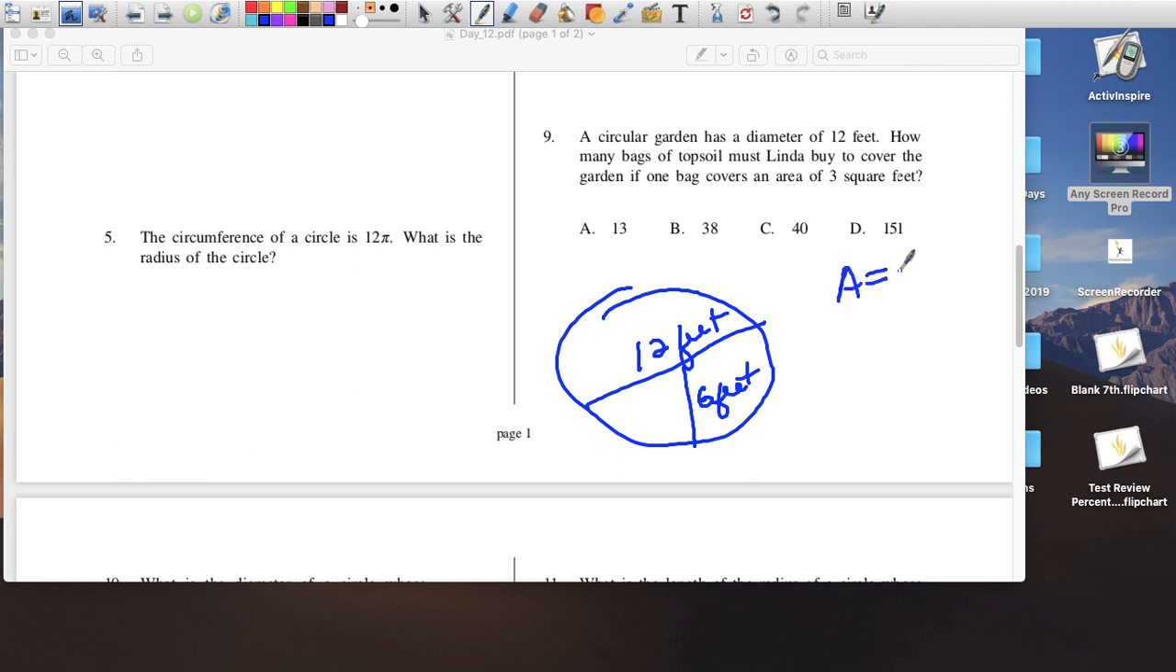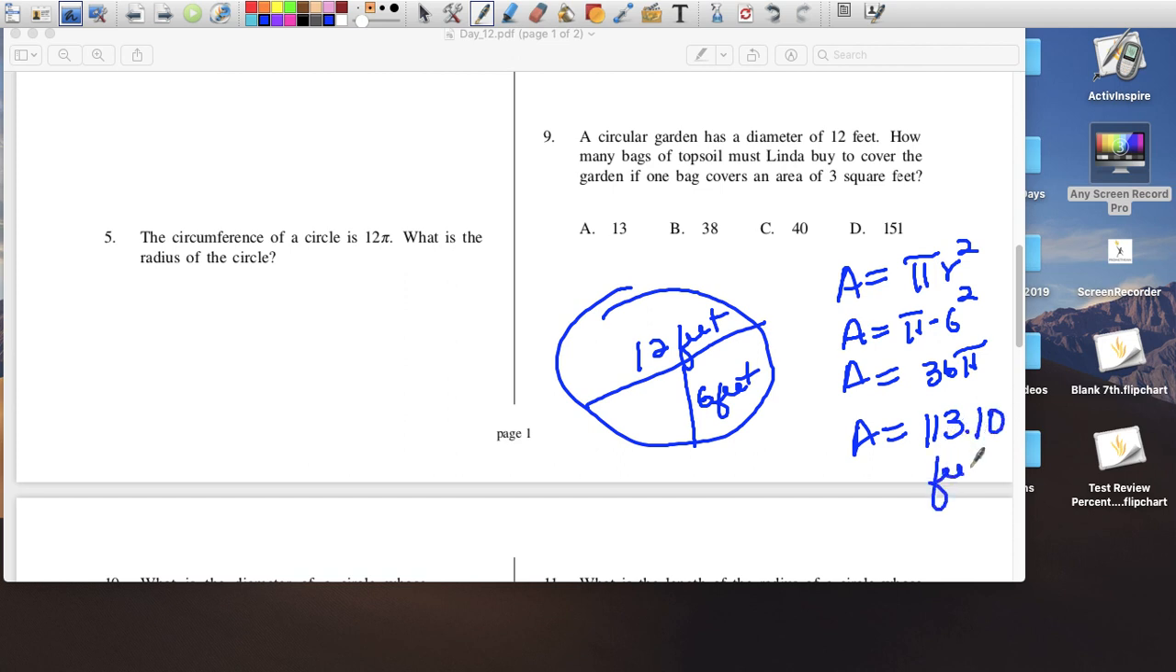So the area of this circle is pi r squared. The area, which we're trying to find, is pi times r, which is 6, right? The radius is 6 squared. Or let me rewrite this. Area equals pi times 6 squared, so it's going to be 36 pi. And in this case, we might need the numerical answer. So go in your calculator. 36 times pi is 36 pi. Press the double arrow button, and we get 113.097, which simplified is 113.10 feet squared. So the area of this is 113.10.